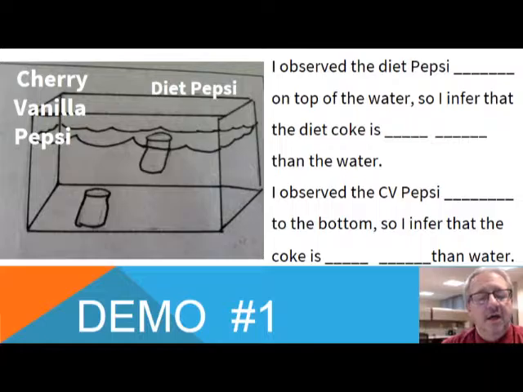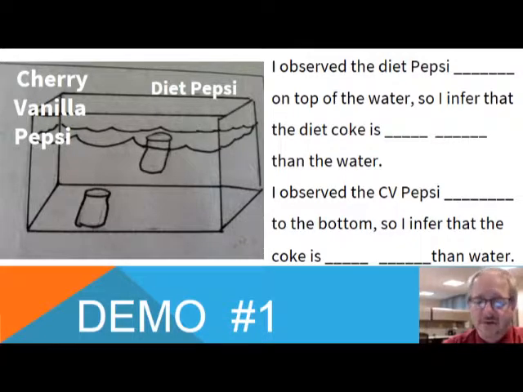Okay, so on your worksheet that's in this lesson, you are going to draw what you saw in the video. So here's a sample of me drawing it on the screen here. I labeled the cherry vanilla Pepsi and the diet Pepsi. I haven't yet put in the regular Pepsi, so I'll let you figure that one out. But it says here in the notes, and they're already filled in for you, this is using the I observe, so I infer format.